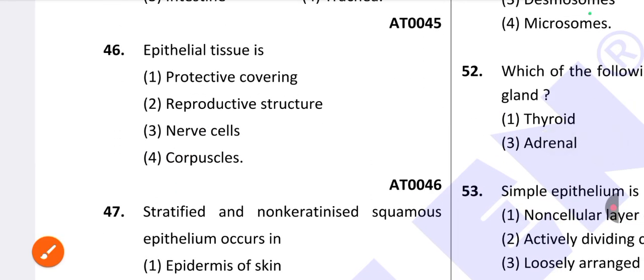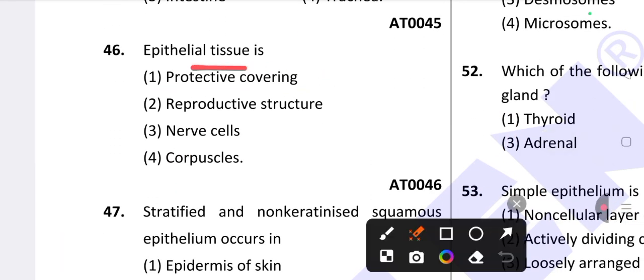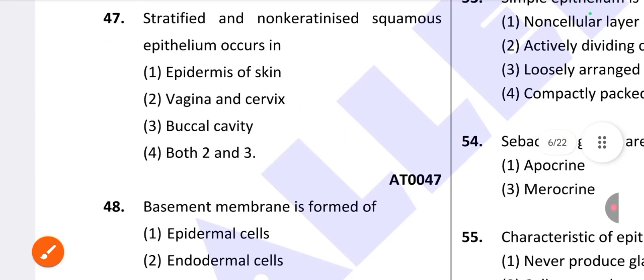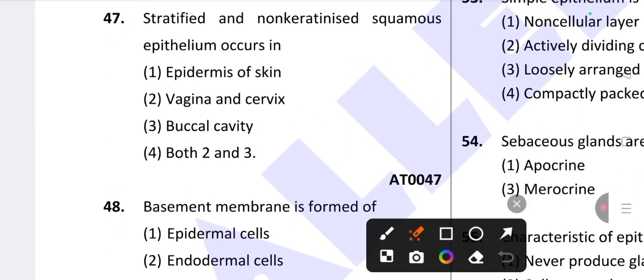And the next 46, epithelial tissue. So epithelial tissue it works as a protective covering. Next 47th question. So stratified and non-keratinized squamous epithelium occurs in. So we can see it in both 2 and 3, vagina, cervix and buccal cavity में अपन को ये वाला epithelium दिखाई देती है.